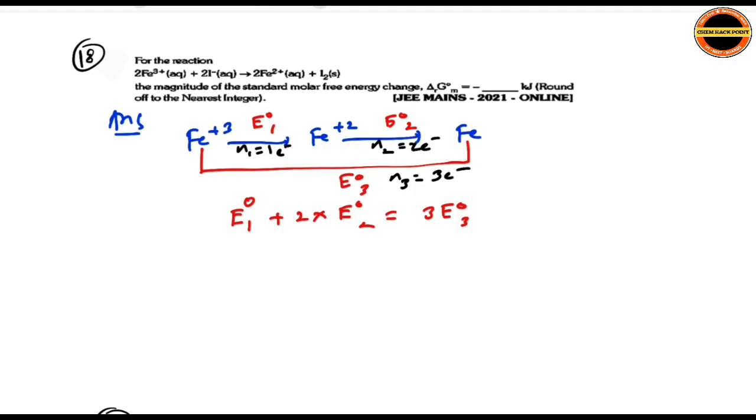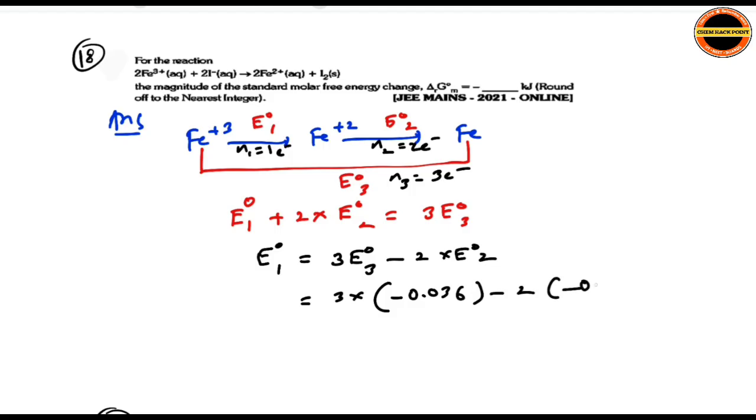So the sum of these three we mentioned here. So E01 plus 2 E02 is equal to 3 E03. So here what you can do, E01 is equal to 3 E03 minus 2 into E02. E03 is minus 0.036, minus 2 into minus 0.44, 0.44.